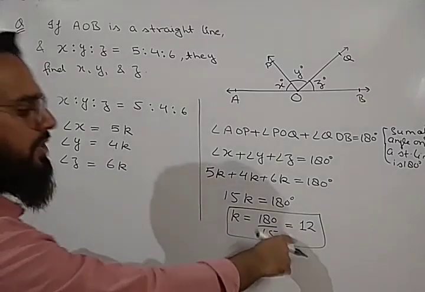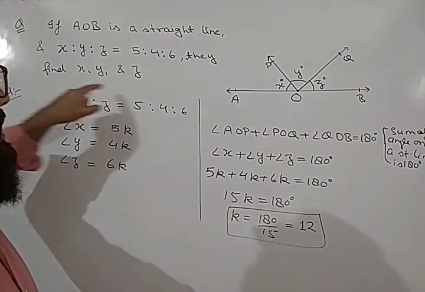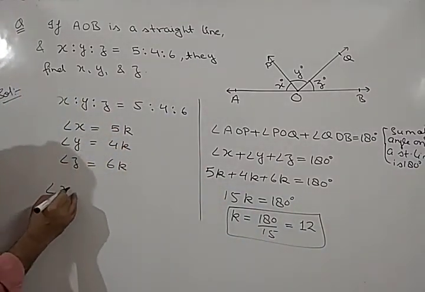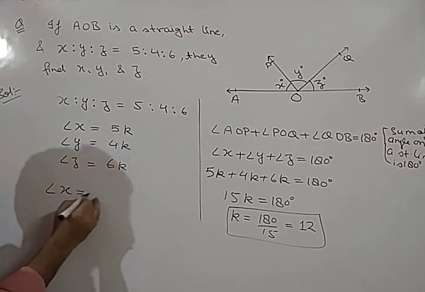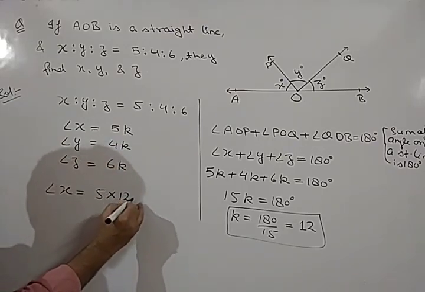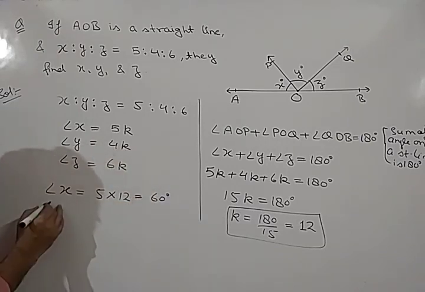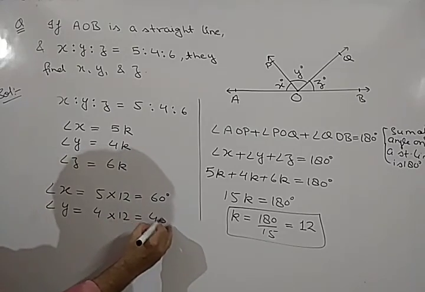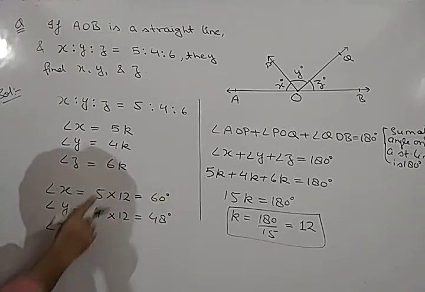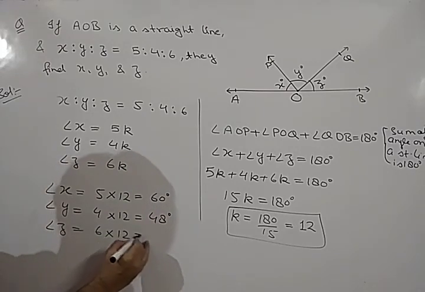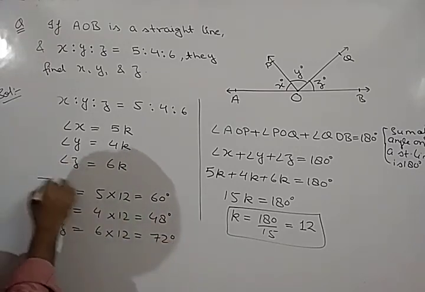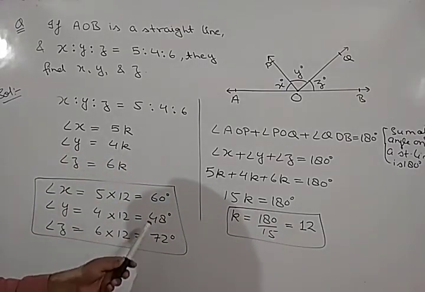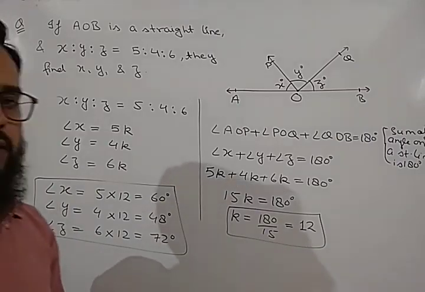So we get the value of k, but we have to give the answer in terms of x, y and z. Now we put the value of k here. Angle x will be equal to 5k, and k is 12, so it will be 60 degrees. Similarly, angle y equals 4k, so 4 into 12 is 48 degrees. And angle z equals 6k, so 6 into 12 is 72 degrees. So these are the three answers we have to give in this question: angle x is 60, y is 48 and z is 72 degrees.